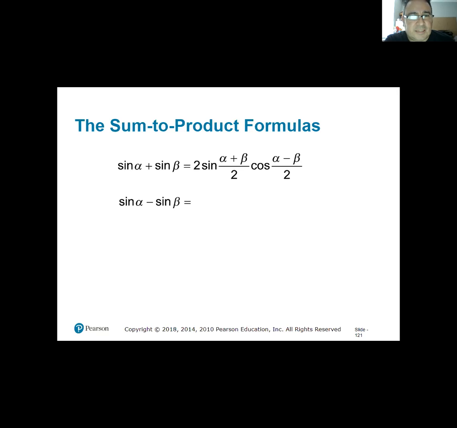Next one, sine of alpha minus sine of beta. Volunteer. 2 sine of alpha minus beta over 2 cosine alpha plus beta over 2. Good job, Talia. Okay.